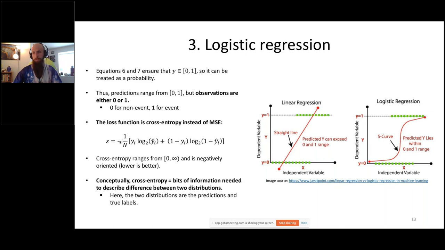And the cross entropy is defined down here. Again, capital N is just the number of examples or the number of observations you have. Y sub i is the true value for the ith example, which can be only 0 or 1. And then y hat subscript i is the predicted value, which is now a probability for the ith example. So that's something between 0 and 1. And then log sub 2 is the logarithm in base 2.